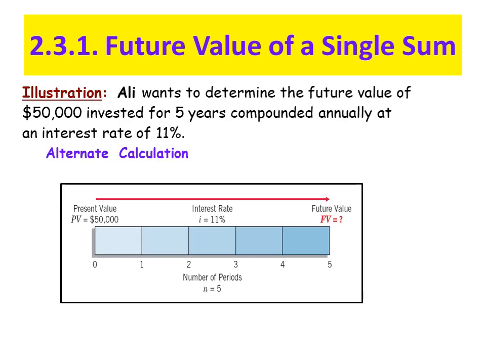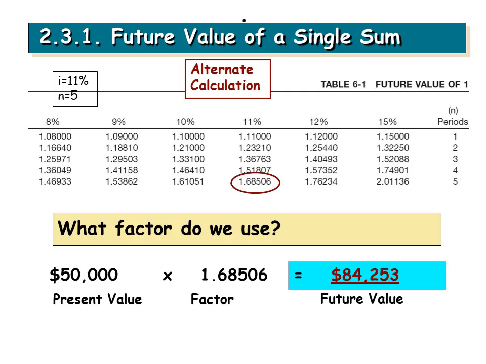Illustration. Determine the future value of this amount invested for 5 years compounded annually at an interest rate of 11%. Alternative calculation. We can calculate by using another alternative method. That alternative method is this way. We can calculate individually, having period 1, period 2, period 3, period 4, period 5. At period 5, we get the factor 1.68506. This is how we calculate.